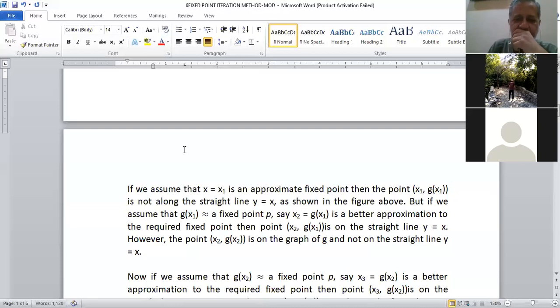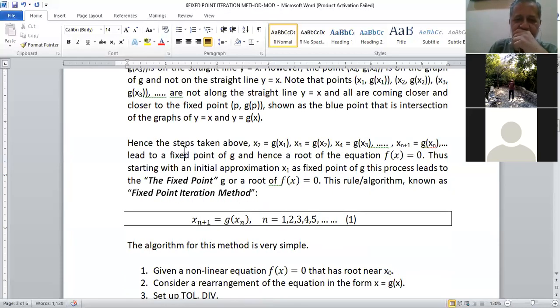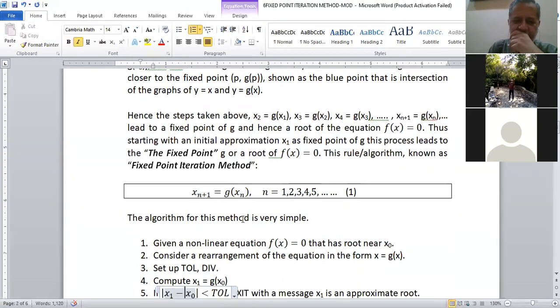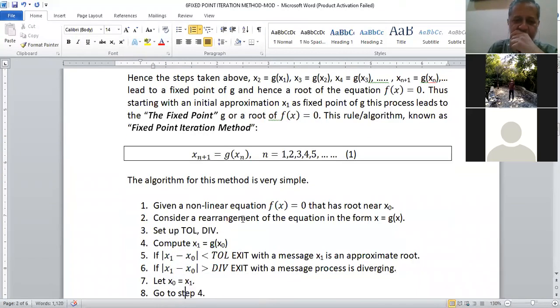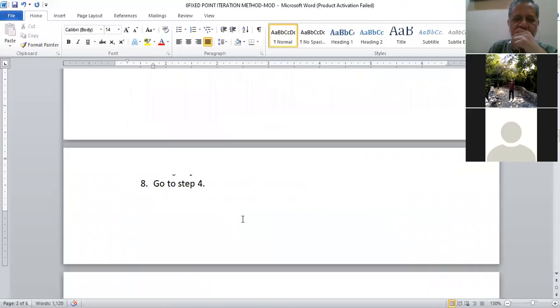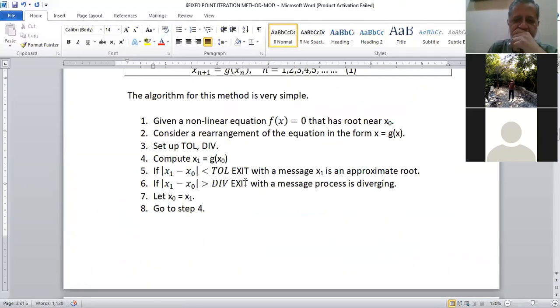After understanding this, you need to consider the fact that any given nonlinear equation f(x) = 0 can be converted into different forms of x = g(x) type. And this is the major formula for the fixed point iteration method. And the next important thing is the logical steps. These logical steps will be useful for making a program.